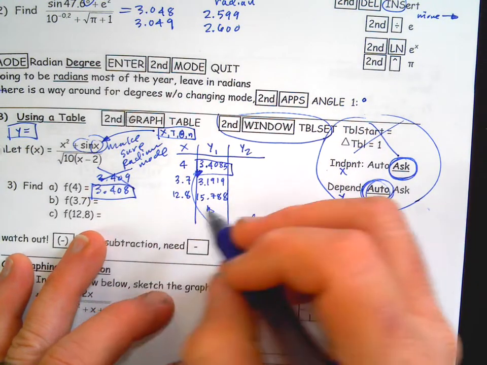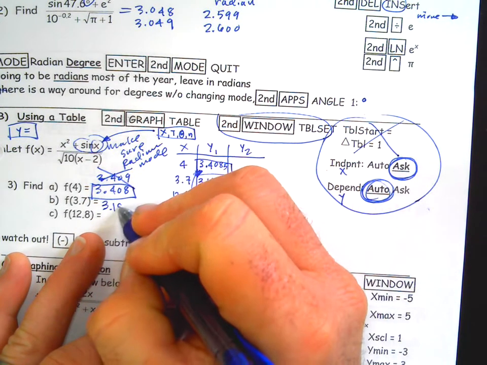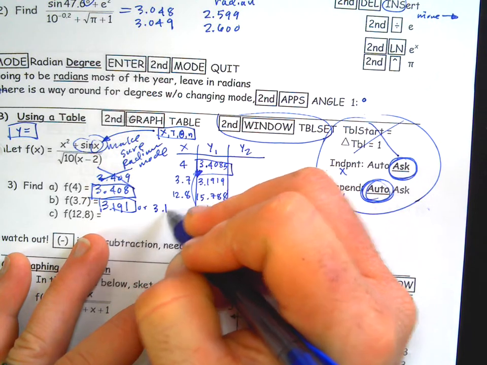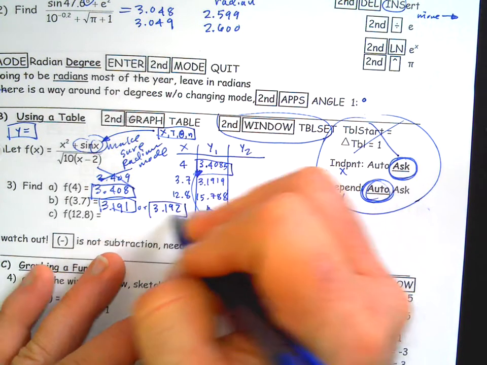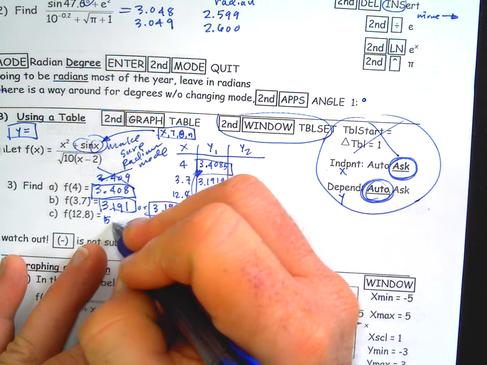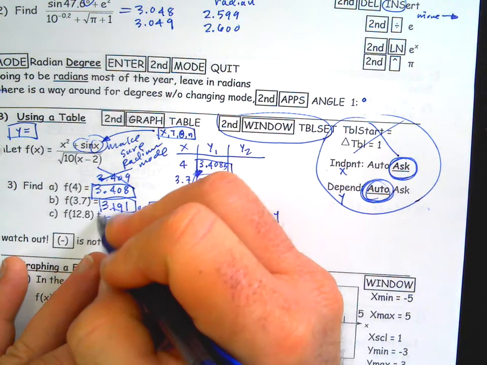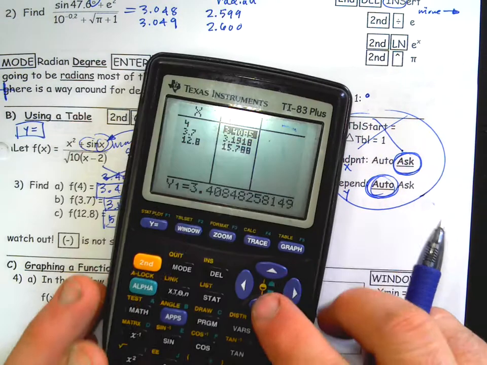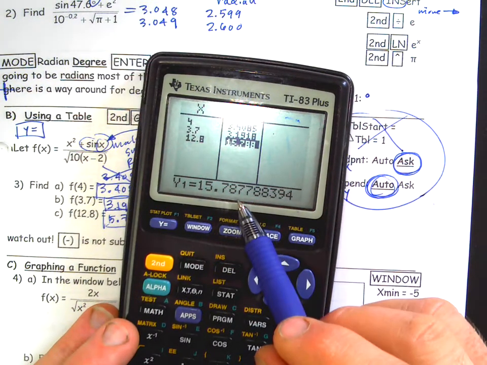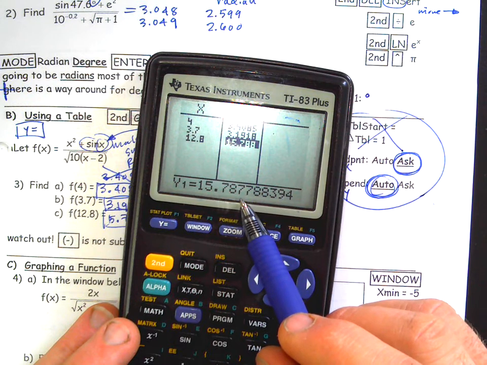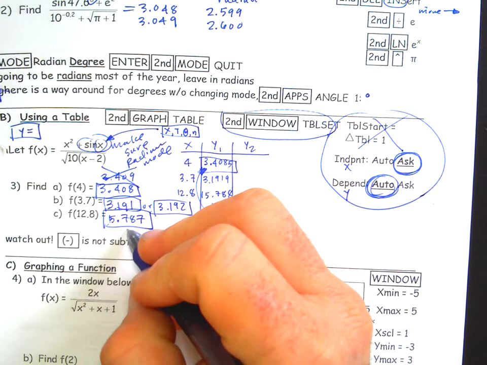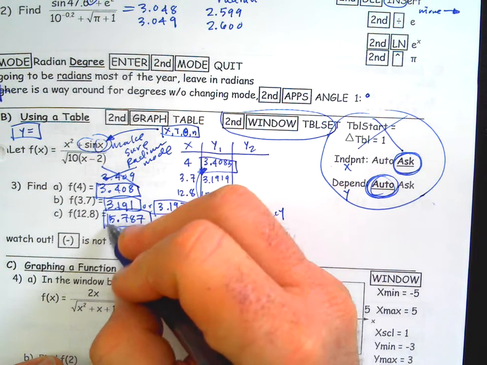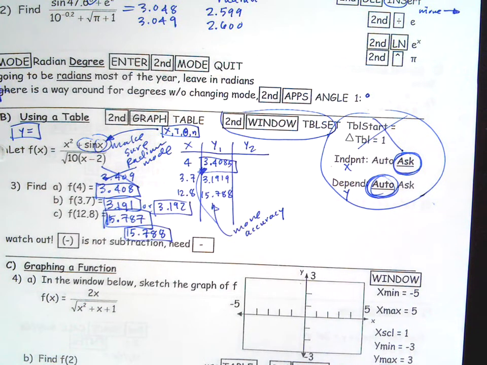The next one would be 3.191 if you truncated, or 3.192 if you rounded. And the last one would be 15.787 if you truncate, even though it seems like it'd be 8. But if you go down to it, it's actually the third digit is a 7. The third decimal is a 7. It gets rounded up by the calculator to 8, which is an okay answer for us. So these are helpful for doing lots of calculation.